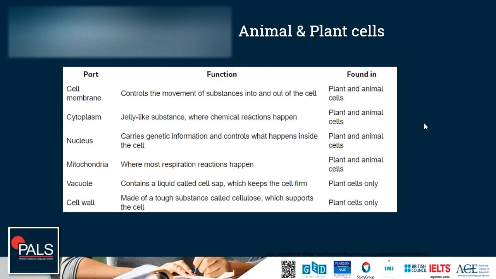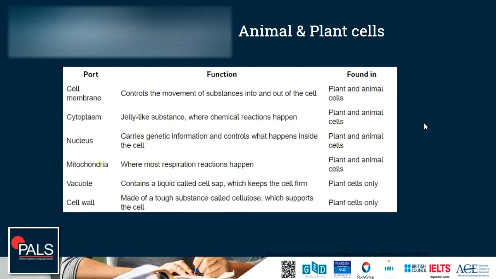Okay, so one more time, let's have a look at a few of the very important structures that you definitely should remember about. The cell membrane, it controls the movement of substances into and out of the cell. It's in plant and animal cells. The cytoplasm, jelly-like substance where chemical reactions happen in plant and animal cells. The nucleus, which carries the genetic information, the DNA, and controls what happens inside cells, again in plant and animal cells.